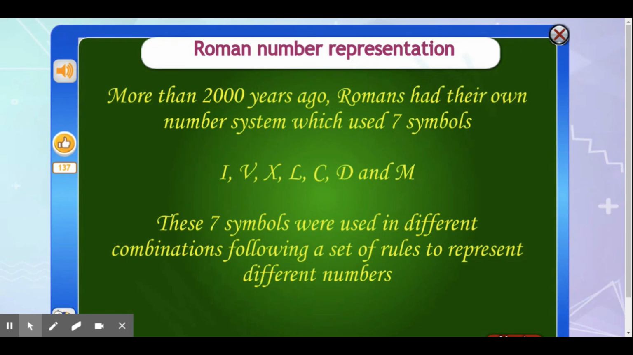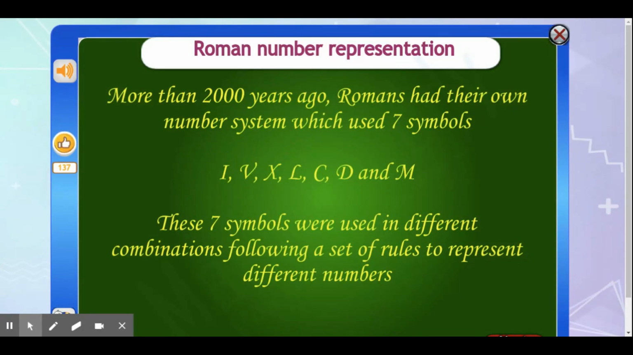In this activity, we are going to be learning about Roman numbers. So, what are Roman numbers? Actually, more than 2000 years ago, Romans had their own number system, and it was completely different from what we are following today. Today, we follow the decimal number system, right? Ones, tens, hundreds, thousands, and all that.